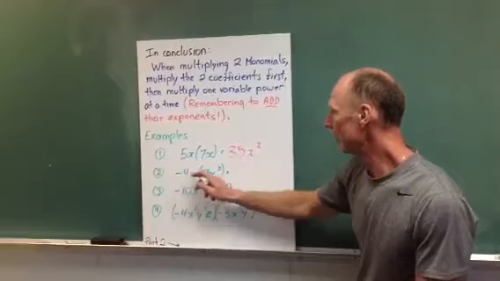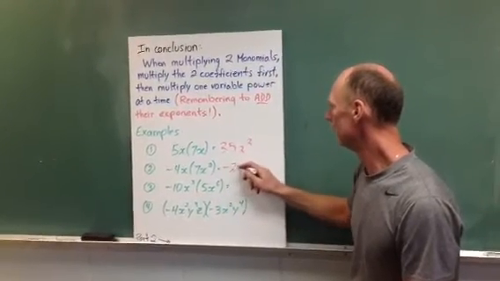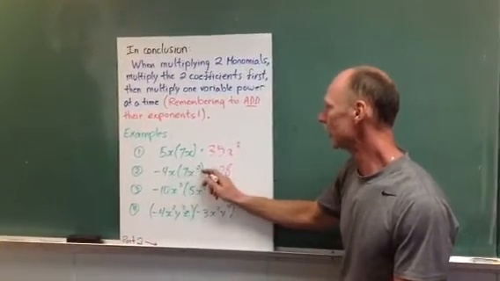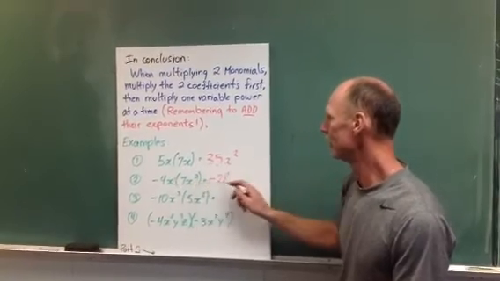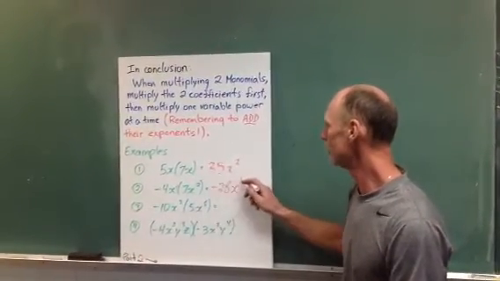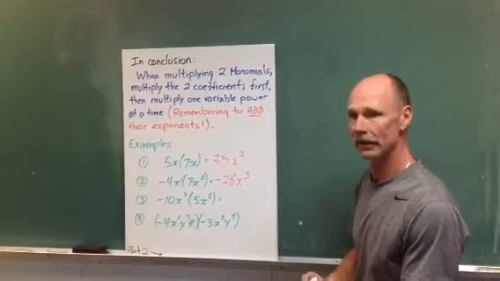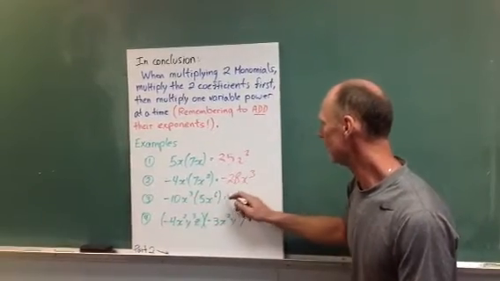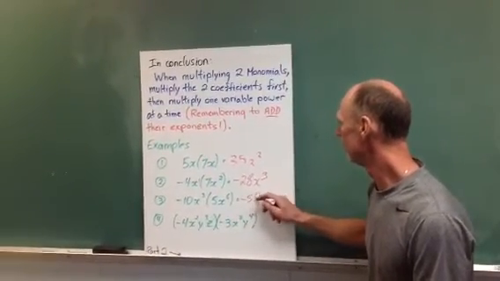In this case, negative 4 times 7 is negative 28. And x times x squared, remember this is x to the 1 times x to the 2, is x to the 1 plus 2, which is 3. So negative 28x cubed. In this one we have negative 10 times 5 is negative 50.